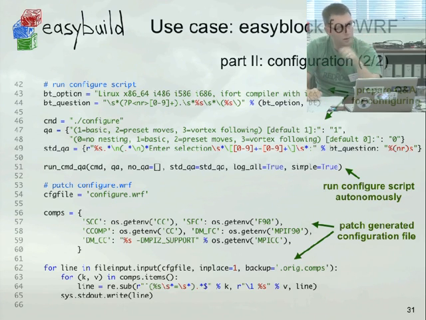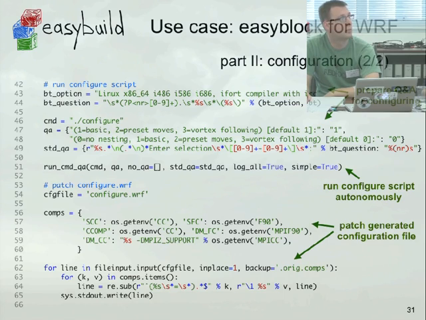So what we do here is figure out the number from the question. We just match the last part of the question, figure out what the number was, and then use this number as the answer. And that actually works. So it's a bit involved, but it's quite powerful. Then we run the configure script to completion. EasyBuild will check the exit code and make sure everything looks okay, but there's no guarantee there. And once the configure script has run, it will edit the configure.wrf configuration file to get all the details right. Like here, if you want to set the C compiler, you have to set SCC, or serial C compiler.